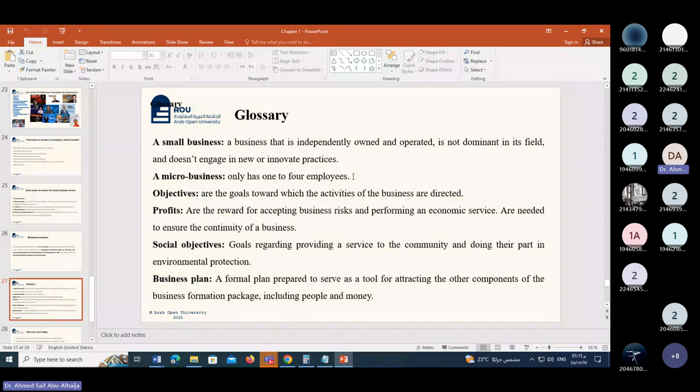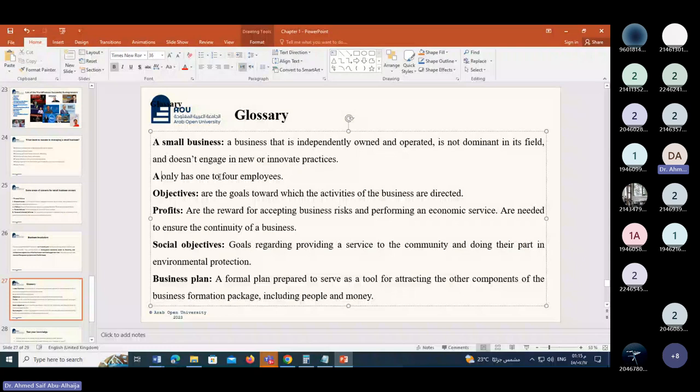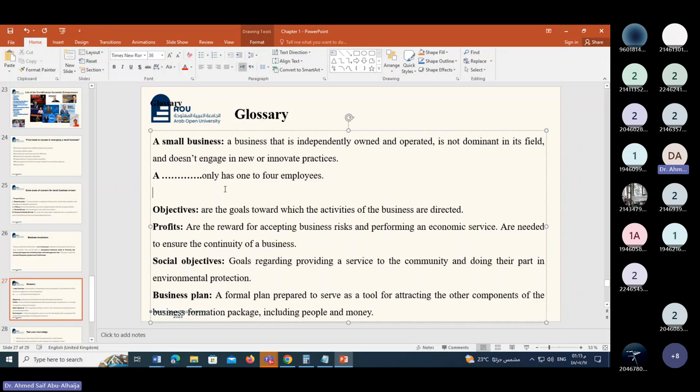Examples. I may do it like that, then A, B, C, D. The question is saying what? Blank only has one to four employees. The answer is what? Micro businesses. And the same thing for all glossaries can come like that.